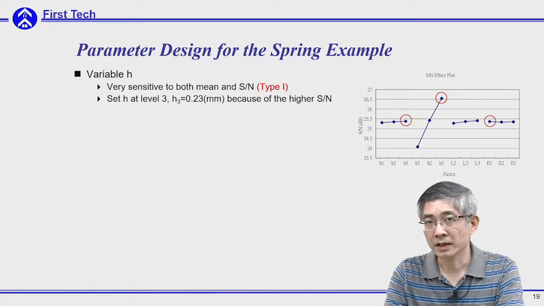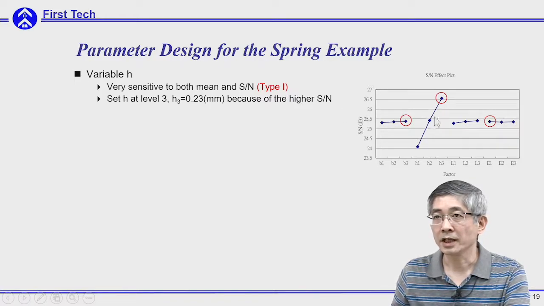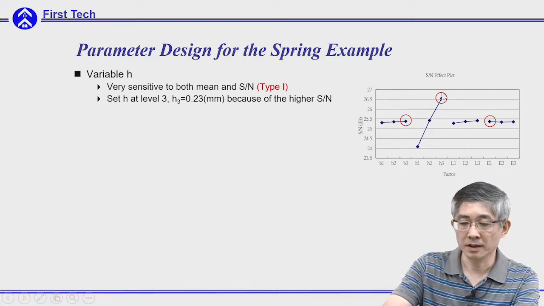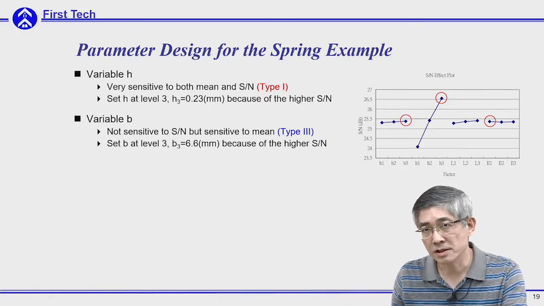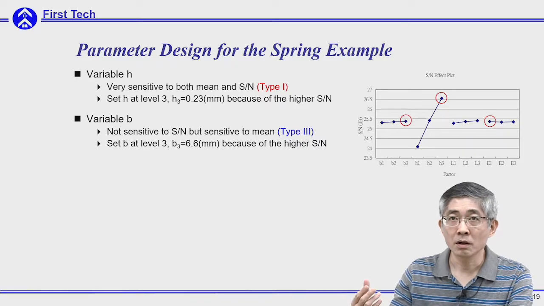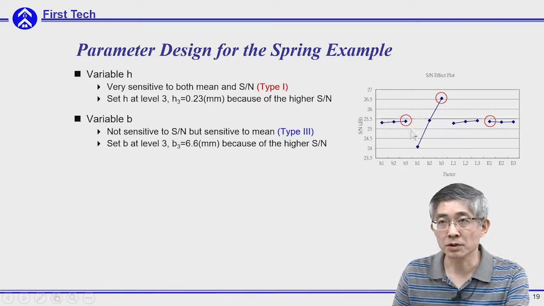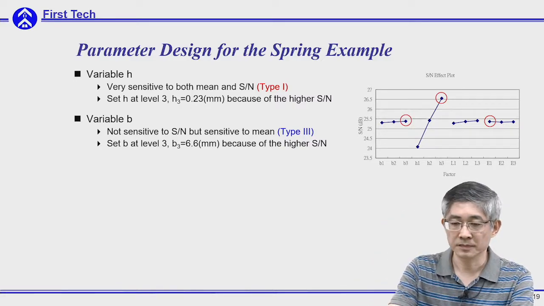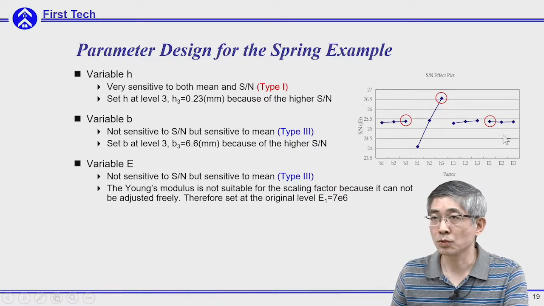Therefore, for the rest of the factors, H is a type 1 factor, so H will be H3 since the SN ratio is the largest. And for B, although it is a type 3 factor and the influence on SN is very small, if we don't have cost information, it's better to just choose B3 since the SN ratio is slightly better. Same thing for Young's modulus E, we select E1.